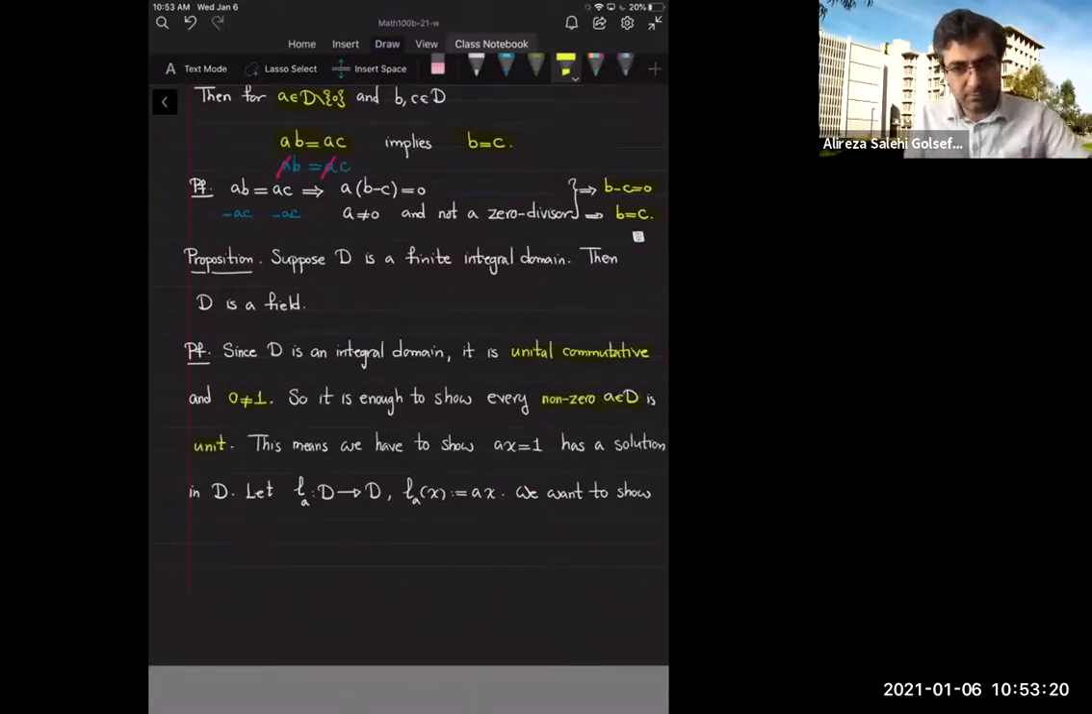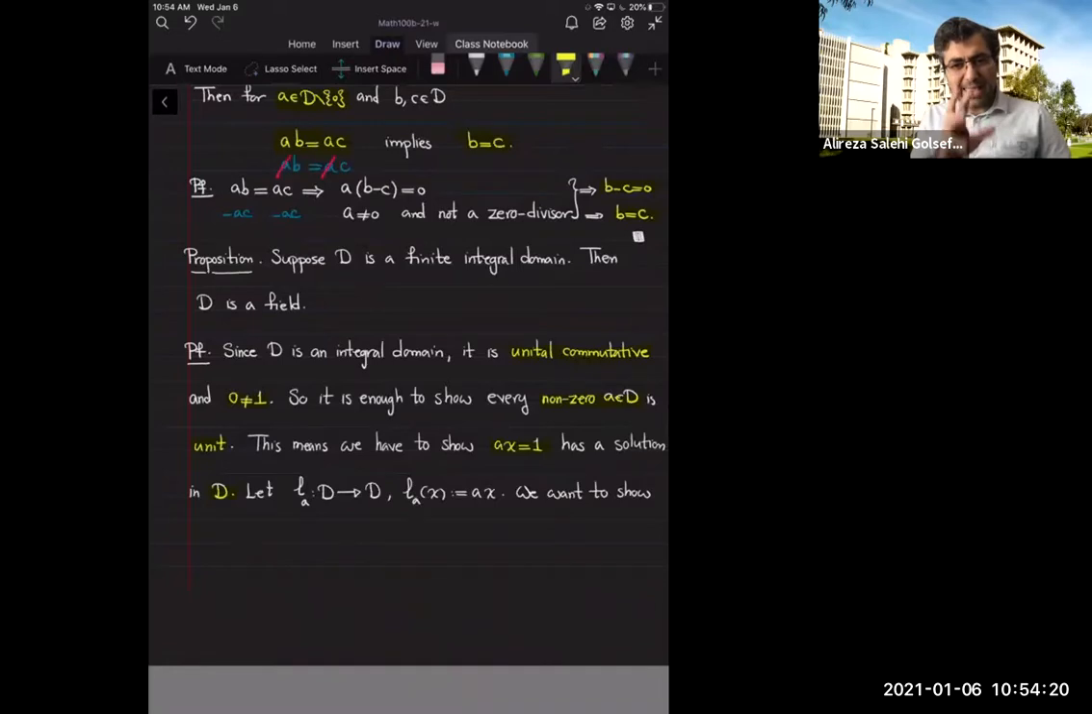So that means it's enough to show every non-zero element is a unit. So that's our target. We pick a non-zero element A, and I want to show it's a unit. That means I need to show if A is non-zero, the equation AX equals 1 has a solution inside the ring D. Let's reinterpret this in terms of a function. Let's call the function L sub A to be the multiplication by A. This is in the spirit of Cayley's theorem in group theory, if you remember. Cayley's theorem says that every group can be understood as a permutation group. And the way to show it is by allowing every element to multiply the entire group by a given element. So we are doing the same thing here. We are multiplying the ring D by the element A, and we are calling this the function L sub A.